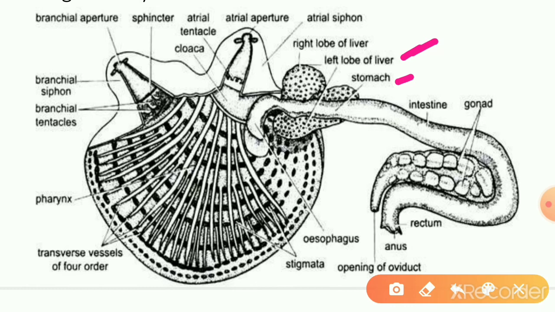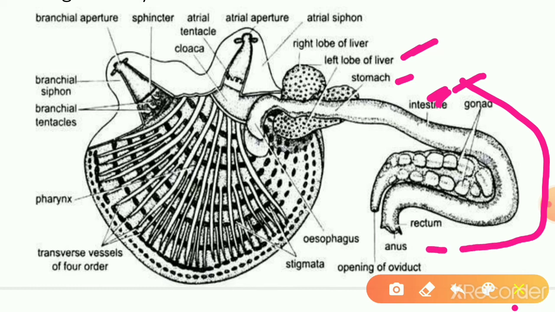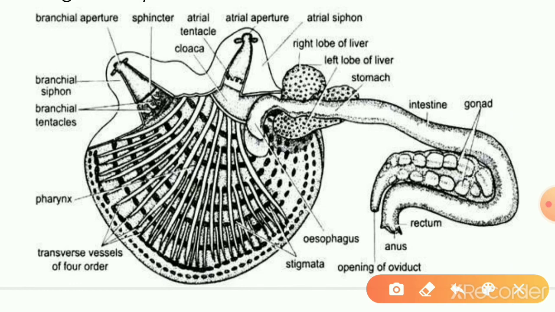After the stomach, the half-digested food, or you can say the semi-digested food, goes into the intestine. Now we can see that the intestine is a thin-walled, U-shaped tube. Here the digestion takes place with the help of the secretion of the pyloric gland. Pyloric gland is a structure that acts like the pancreas of the vertebrates. Here in the intestine, the food is digested as well as absorbed.